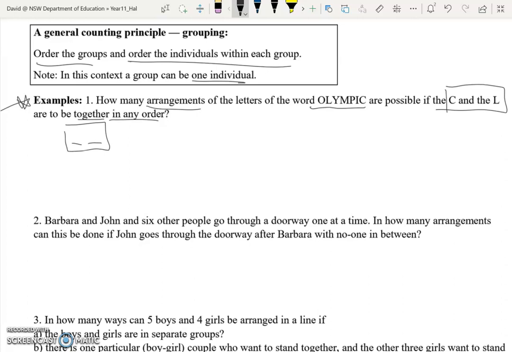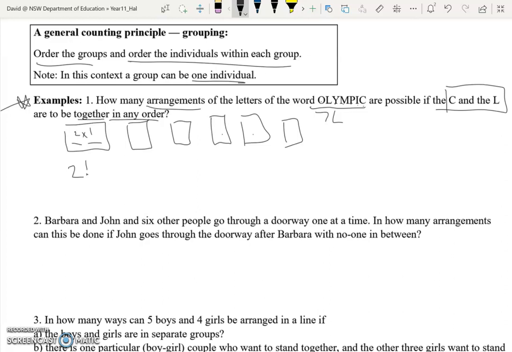So let me count how many letters we got. 1, 2, 3, 4, 5, 6, 7. 7 different letters. C and L are together in one block. That means that, because there's 7 letters altogether, there should be 5 other letters. 1, 2, 3, 4, 5. I'm going to block them out. So this bit will be for C and L. C and L can be arranged in this block in 2 factorial ways. 2 times 1. 2 for the first position, 1 for the second.